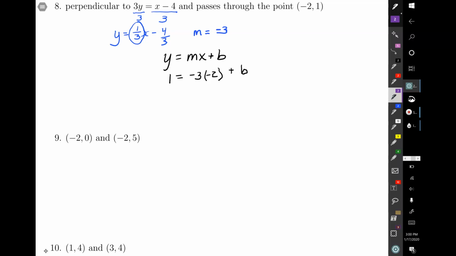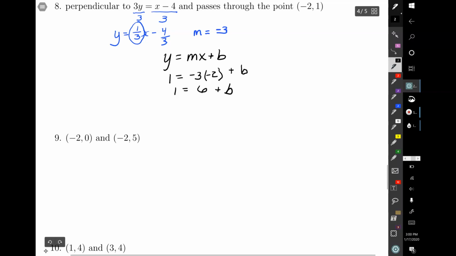So here we have 1 equals -3 times -2 plus b. So we want to write 1 equals 6 plus b. And we are going to subtract 6 from both sides. And we get -5 equals b. So now my final answer would be y equals -3x minus 5.